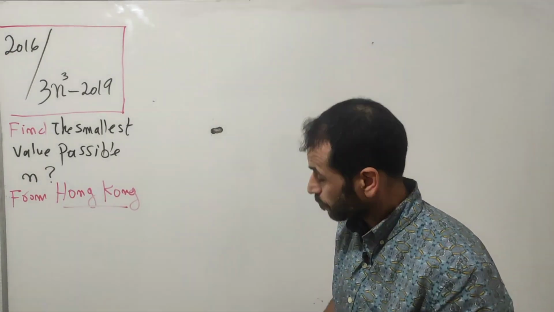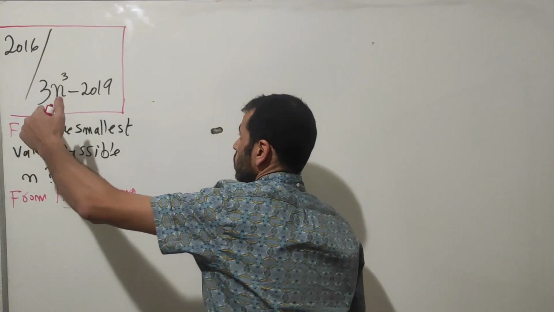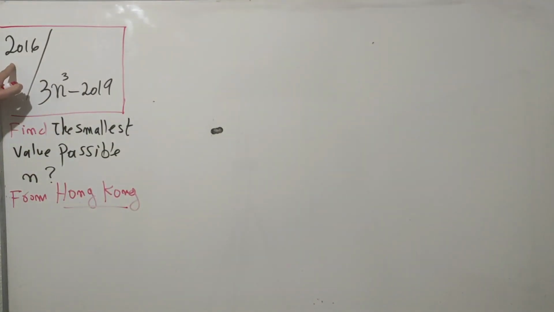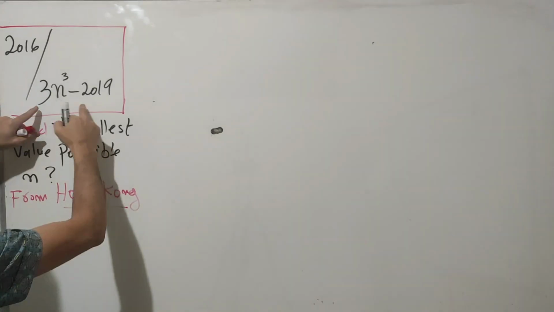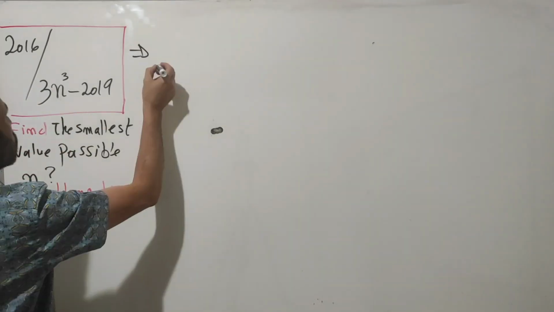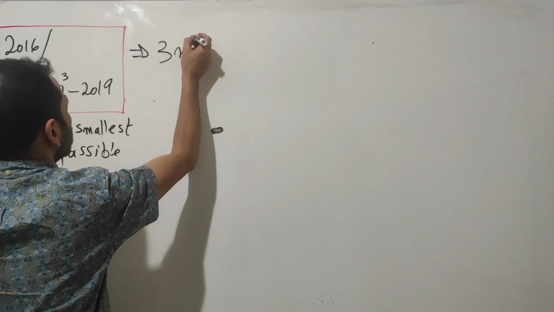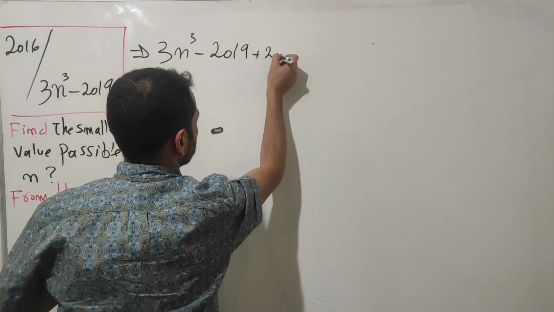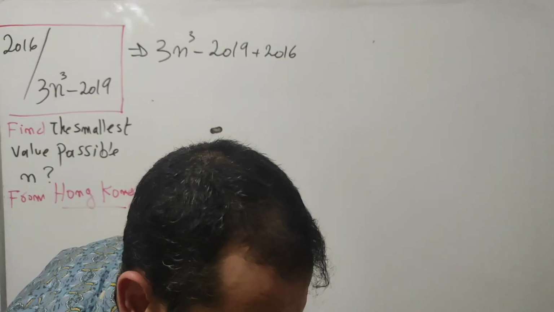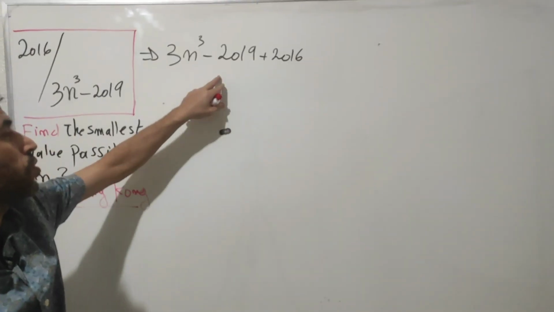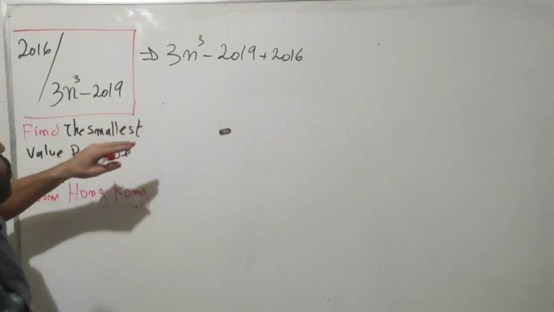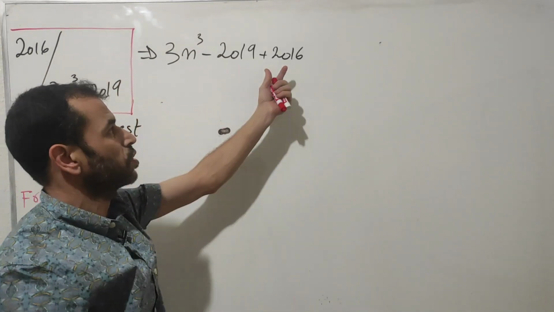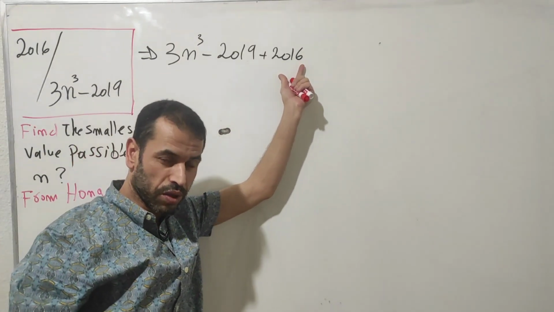Okay, now let's jump into the solution. Since 2016 divides this term, this term is a multiple of 2016. I'm going to rewrite this in another form: 3n cubed minus 2019 plus 2016. The reason I'm writing it in this form is that 2016 divides this term, and 2016 also divides 2016 itself.